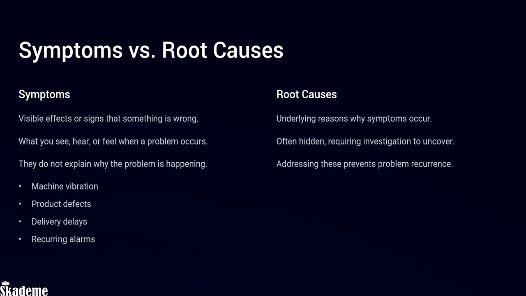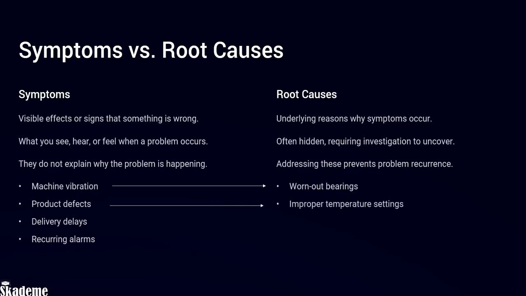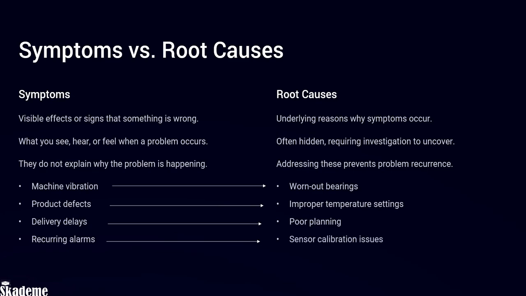Examples of root causes: the machine is vibrating because of worn-out bearings. The product is defective due to improper temperature settings during production. The delivery is delayed because of poor planning or lack of spare parts. The alarm goes off because of a sensor calibration issue.